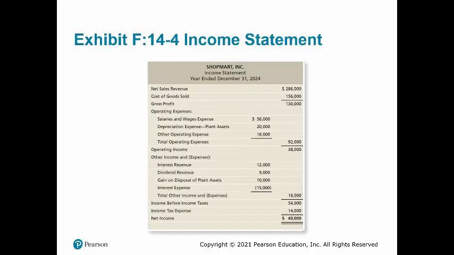Next, you will need information from the income statement. The indirect method of the operating activities section begins with net income, but there is also other information from the income statement that you need to prepare the operating activities section, such as the depreciation expense on plant assets of $20,000 and the gain on the disposal of plant assets of $10,000.